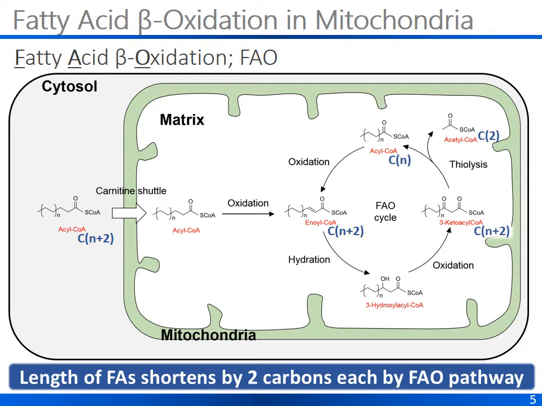Here's an overview of fatty acid beta-oxidation, or FAO cycle, in mitochondria. Fatty acids are mainly degraded by the fatty acid beta-oxidation pathway. The carnitine shuttle is responsible for importing fatty acids into the mitochondria. Once inside the mitochondria, beta-oxidation continues until the acyl-CoA chain has been completely broken down. To put it simply, fatty acid beta-oxidation is a reaction for shortening fatty acid side chains during every cycle. The length of fatty acids becomes shorter by 2 carbons each by the FAO pathway.